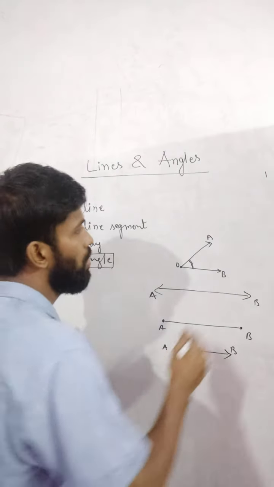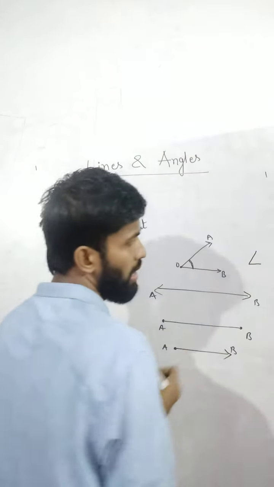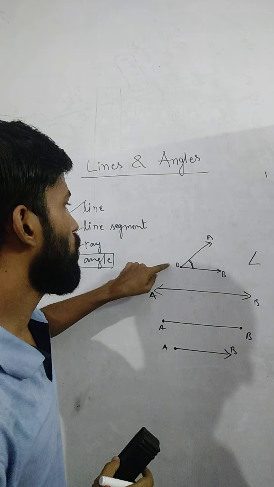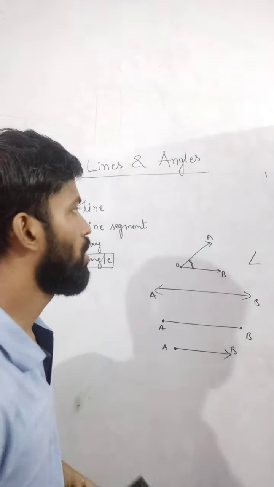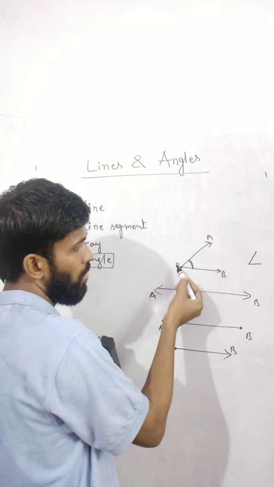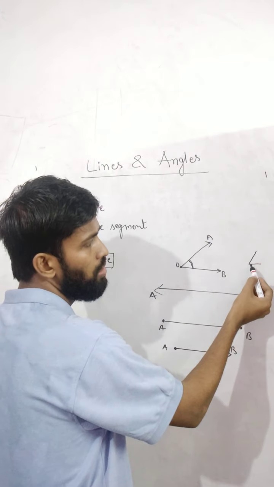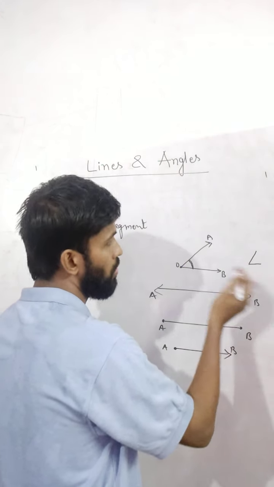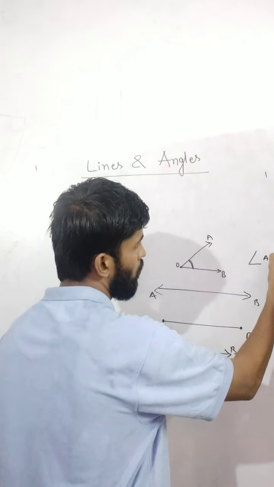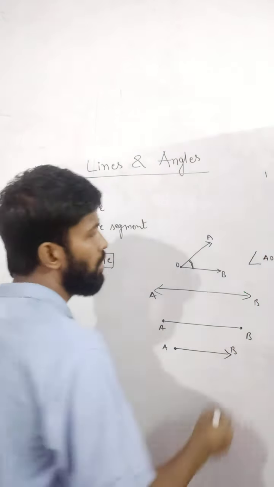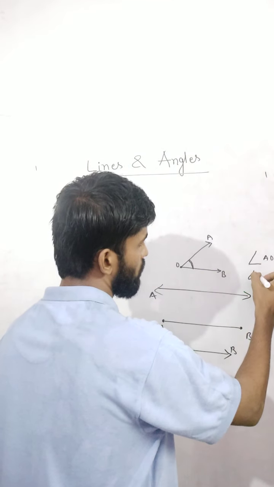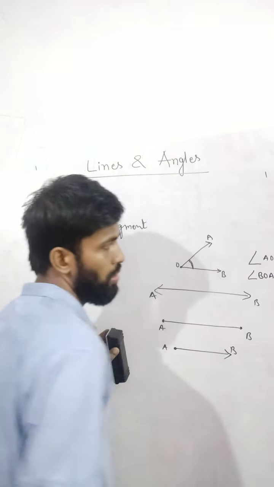And for an angle, we make a symbol like this and then we write its name. The name of this angle can be written in three ways. One, you can write it as angle AOB. This symbol is read as angle. So angle AOB. Or you can also write it as angle BOA, angle BOA.